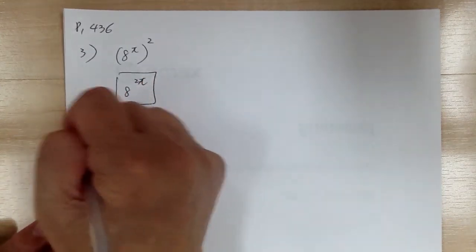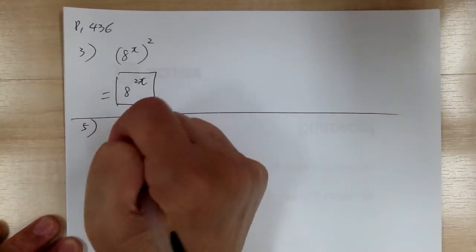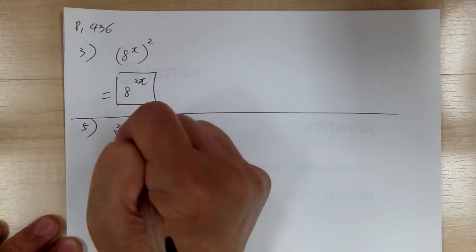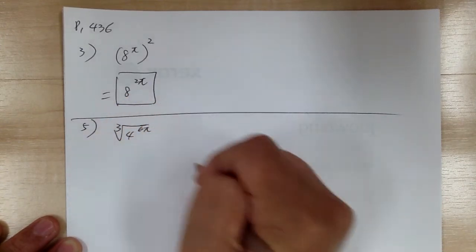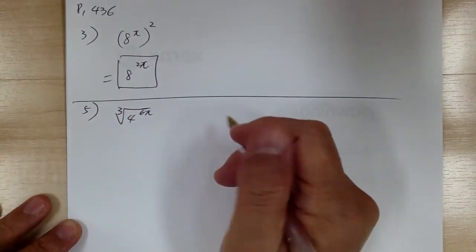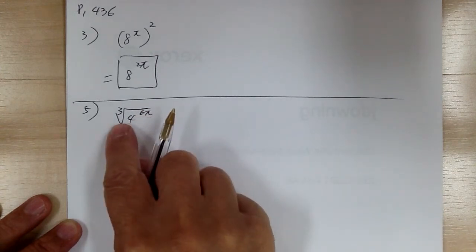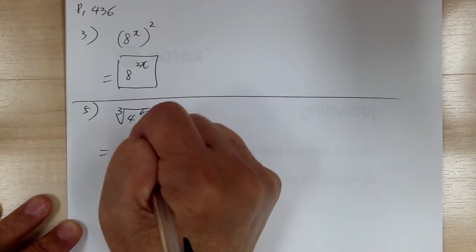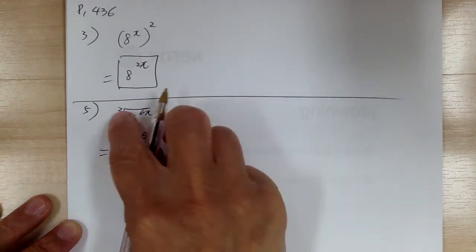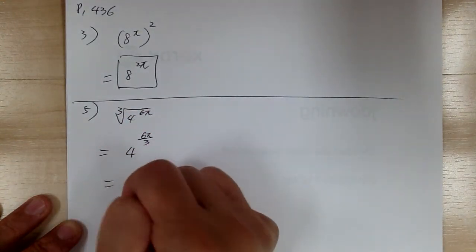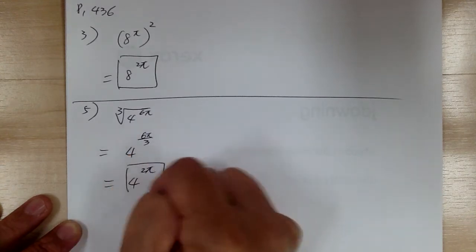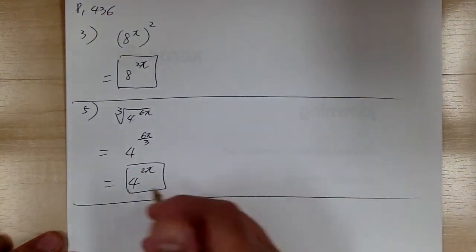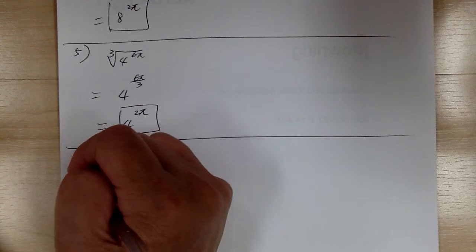Okay, number 5. You have the cube root of 4 to the 6 pi. Okay, so for this one, again, the index has to go to the denominator. So this is equal to 4 to the 6 pi over 3. Right, index goes on the bottom. So this becomes 4 to the 2 pi. Okay, and that's it.